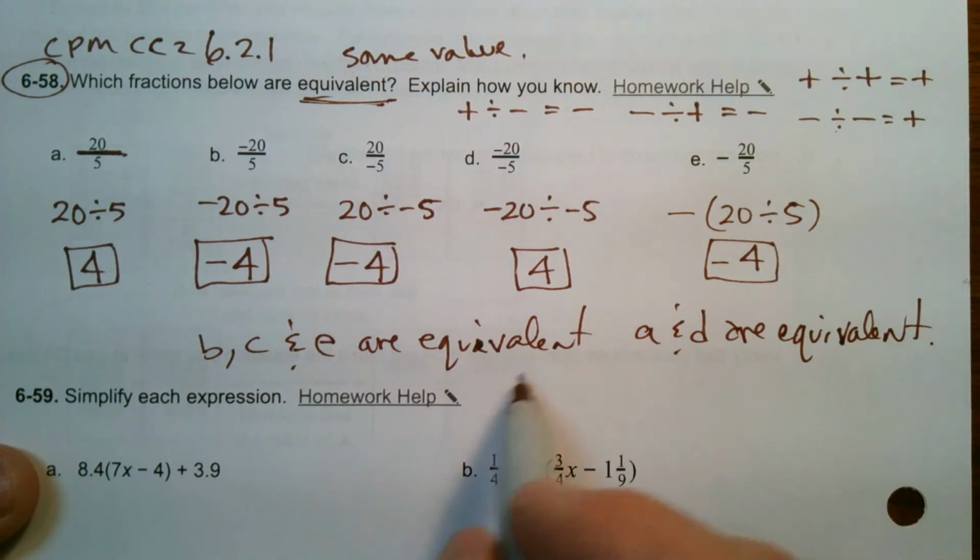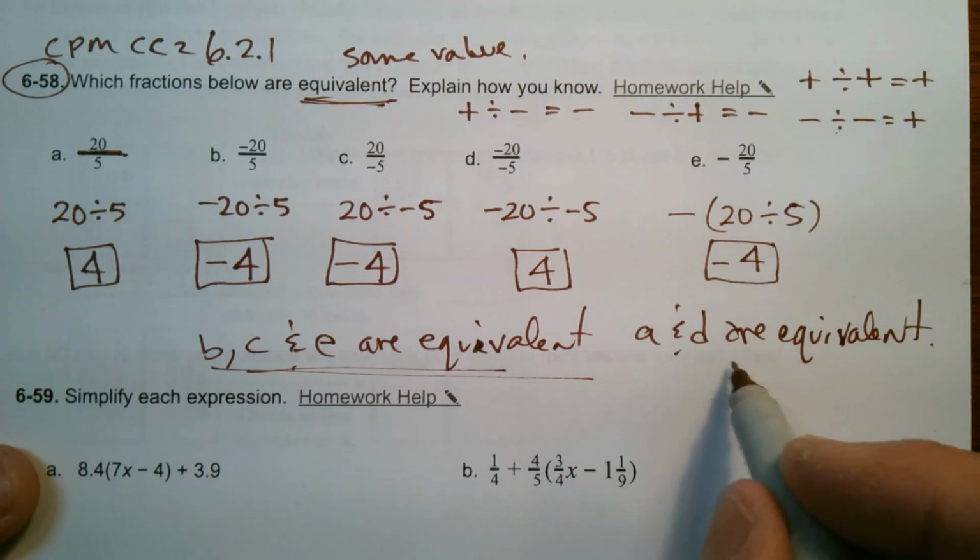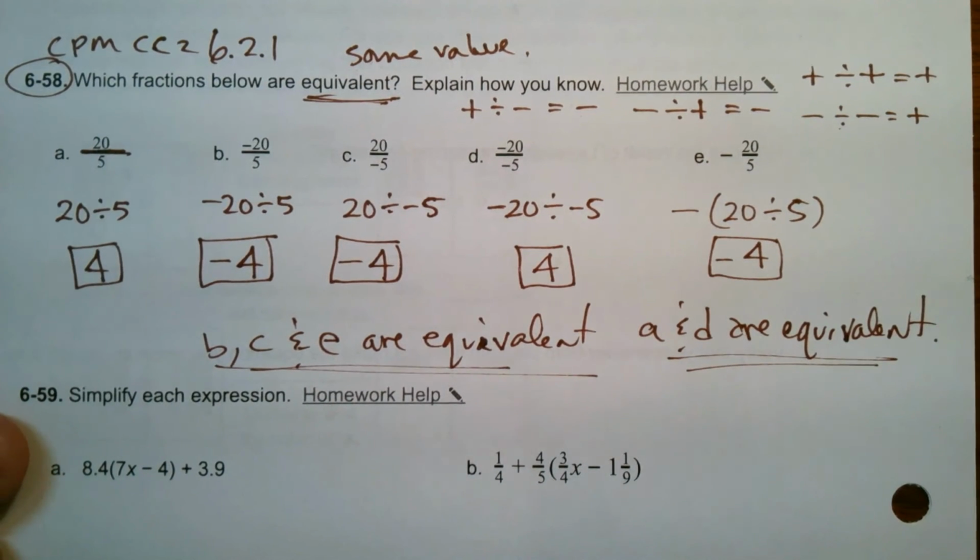So there's my two answers. Okay. B, C, and E, and A and D are equivalent. Okay. There we go.